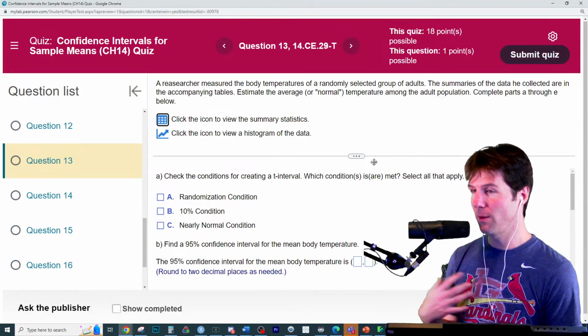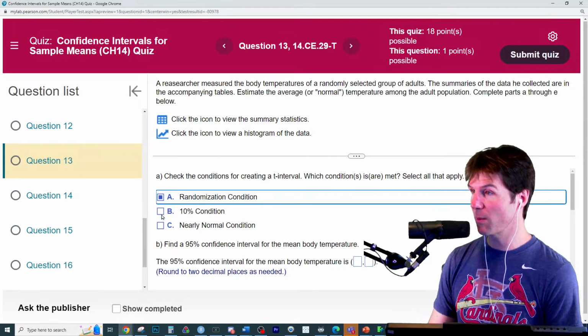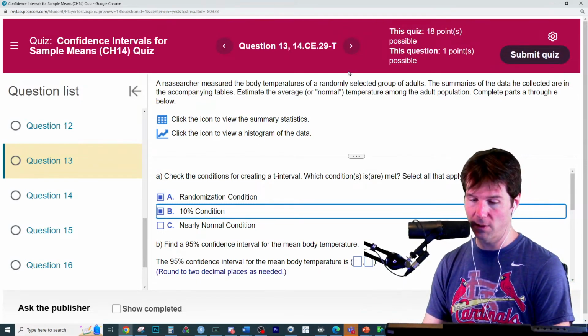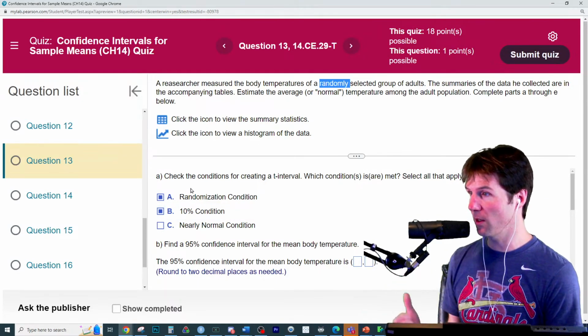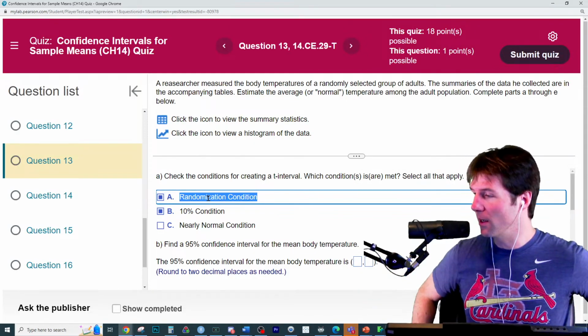The data was, well, condition 1 is random, so we'll make sure it's randomly selected people. Condition 2 is less than 10% of the total population is selected, so this is adults, so 52 adults is less than 10% of all adults. Randomly selected, random is good. Sometimes they break apart random into random independent, so if it's independent, it is random.